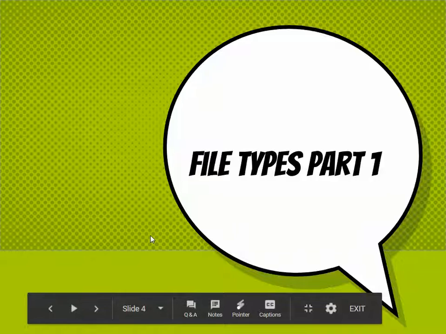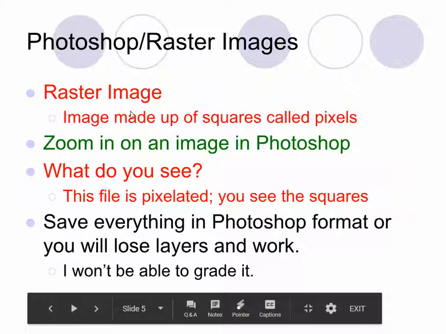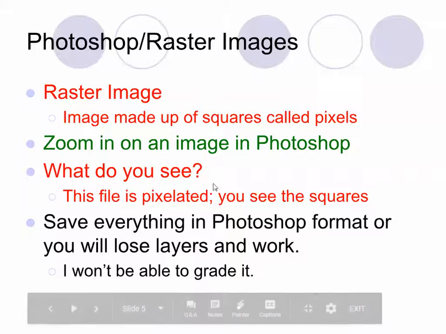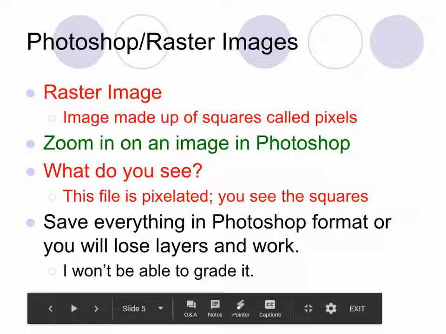All right, we're going to get started with file types. Okay, so write this down. A raster image is an image made up of squares called pixels. If you zoom in on a Photoshop document, what do you see?